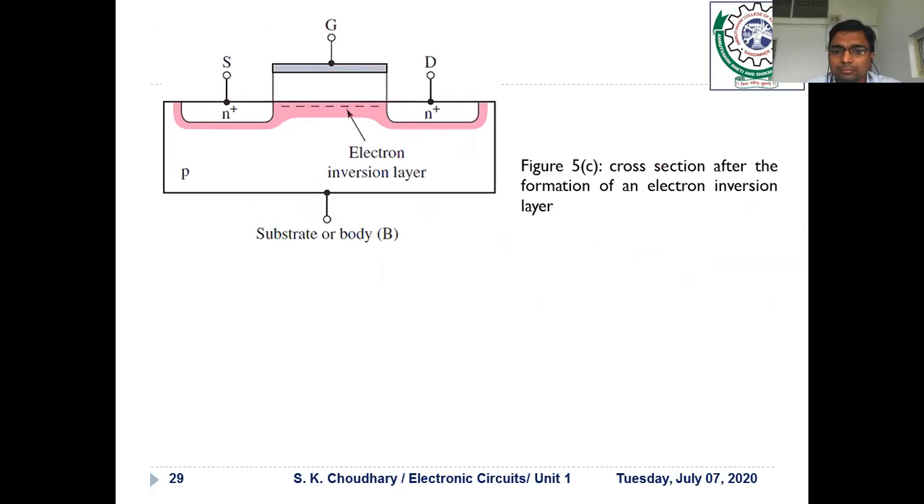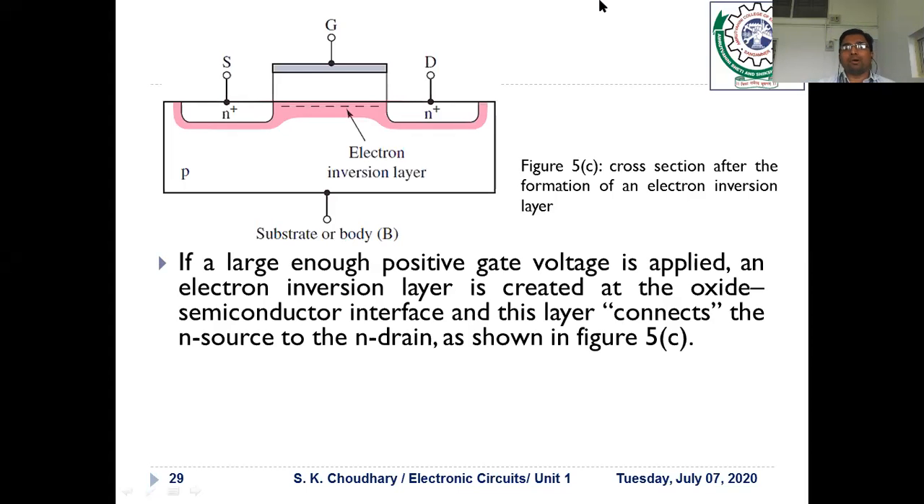Now, to start the flow of current across the drain and source, what do we have to do? For this purpose, look at figure 5C, after the formation of the electron inversion layer. If a large enough positive gate voltage is applied, whereas in the previous case we had not applied any gate voltage, an electron inversion layer would be created here. The concept we have already seen in the MOS physics.